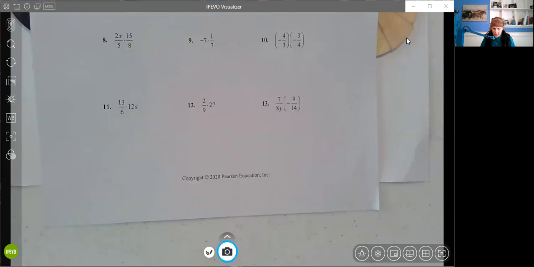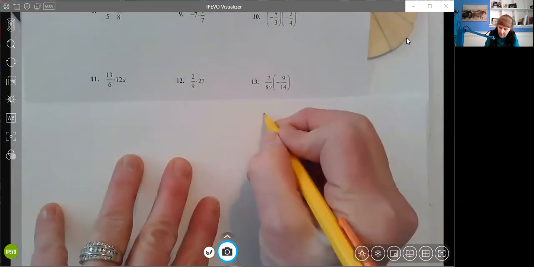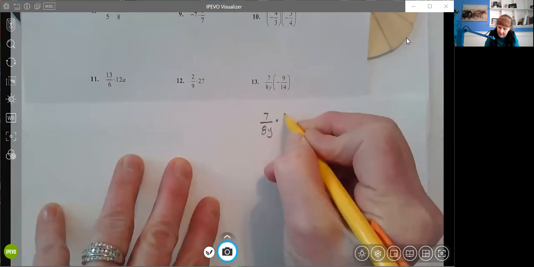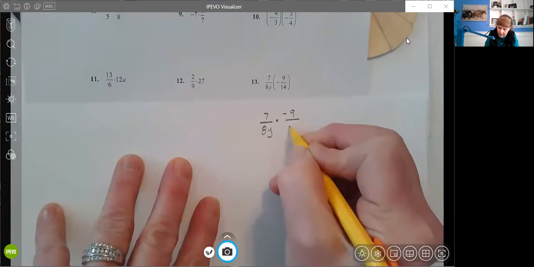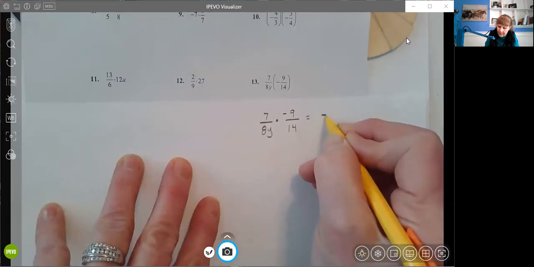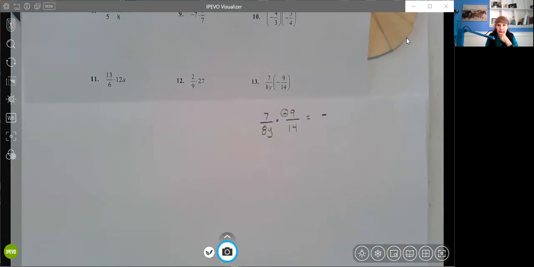Let's see, we can try number 13. Okay, let's try number 13. We have 7 over 8y times -9 over 14. Now I do know my answer is going to be negative because of that negative. I've got 1 negative and 1 is odd, so the answer is negative.